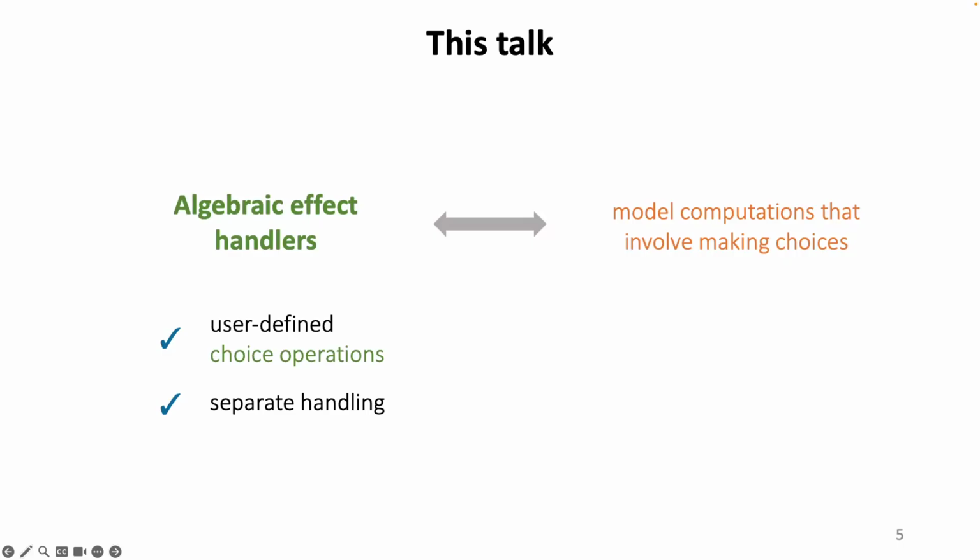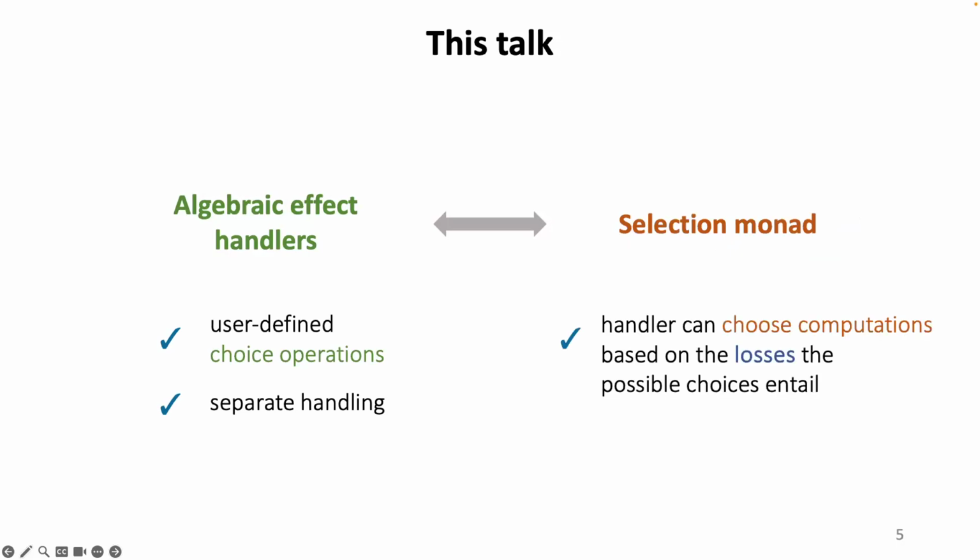And at the same time, we also need to model computations that involve making choices. So we take ideas from a monad called the selection monad, which enables handlers to choose computations based on the losses the potential choices entail. And we call the resulting effect handler systems smart handlers, as these smart handlers empower programmers to write decision-making programs using choice operations, which can then be handled separately by applying different optimization algorithms implemented as handlers.